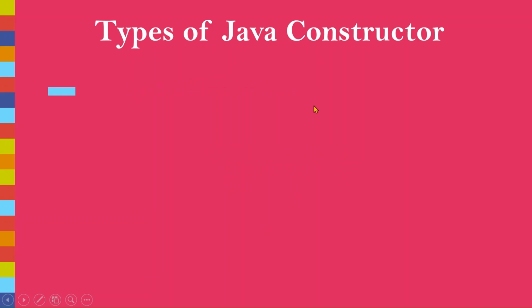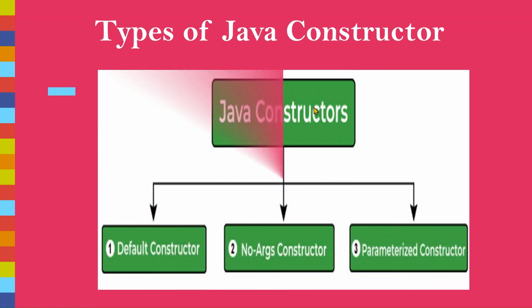Now coming to the types of Java constructors. We have three: default constructor, no arguments constructor, and parameterized constructor.